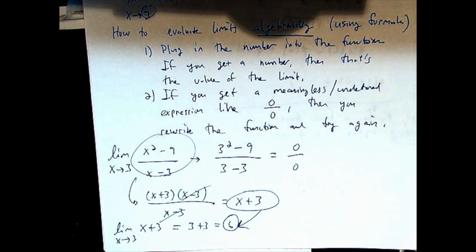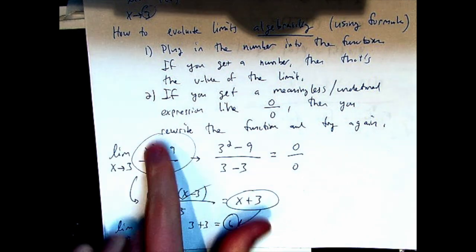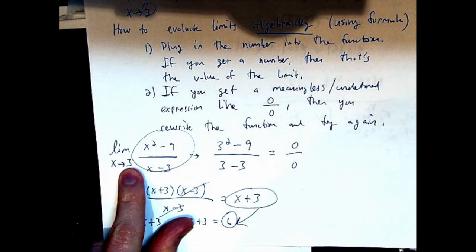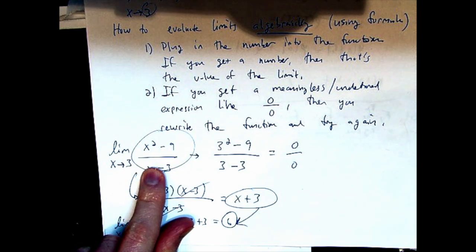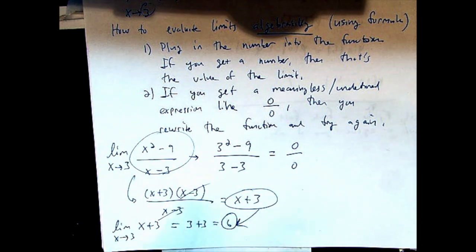So what did we just do? We had this limit as x goes to 3 of this function. The very first thing you try whenever you're trying to evaluate a limit algebraically without using the graph is you just try plugging this number in right here. You just plug it in and you see what you get. If you get something reasonable like 6 or 12 or 8 or negative 5 or something, then that's the value of the limit and you're done.